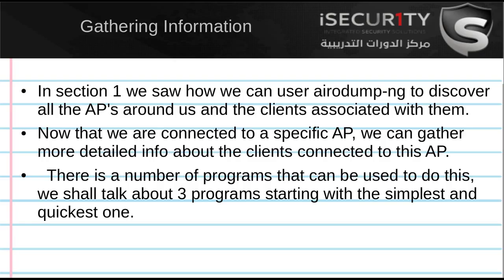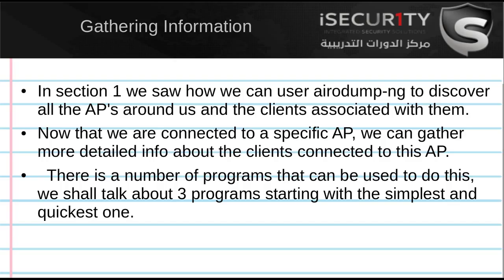In section 1, we saw how we can use AeroDumpNG to discover the connected clients. We saw in the second part of the AeroDump output how we can see the associated clients and their MAC addresses. That was about it. That's everything we can get before we can connect to the target access point. Now, after connecting, we can gather much more detailed information about these devices.